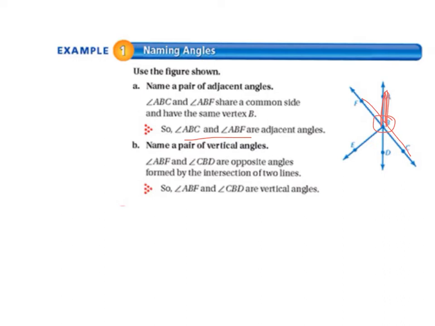Our next job is to name a pair of vertical angles. So angle ABF and angle CBD are opposite angles. So angle ABF, again, is here, and angle CBD is here, and they're opposite from each other. So those are vertical angles.